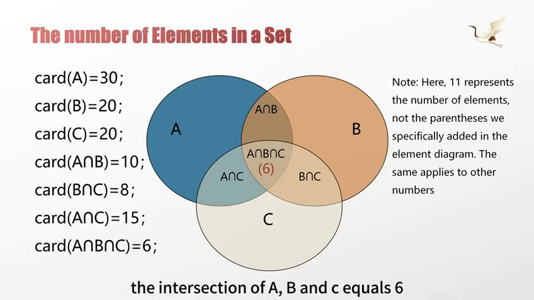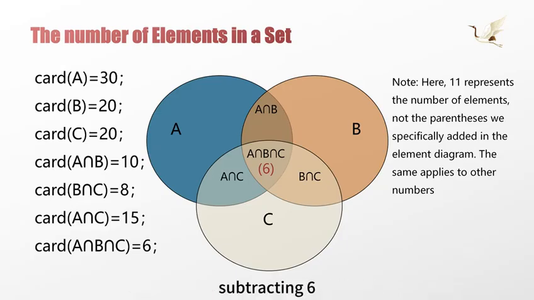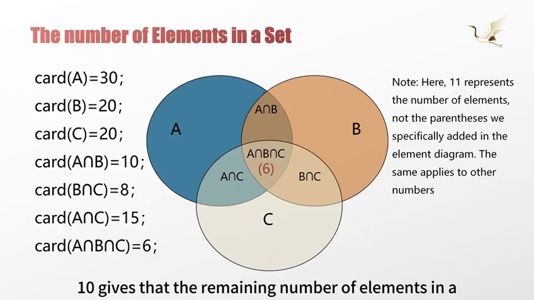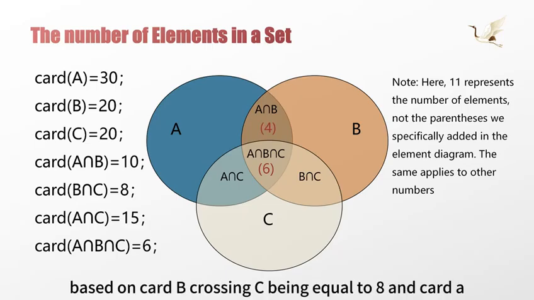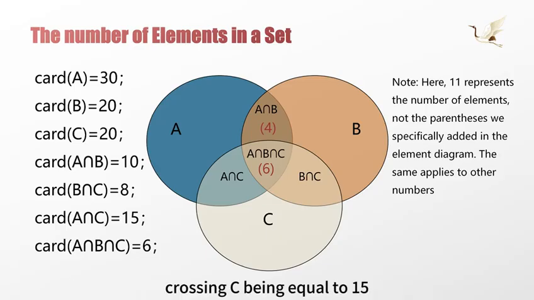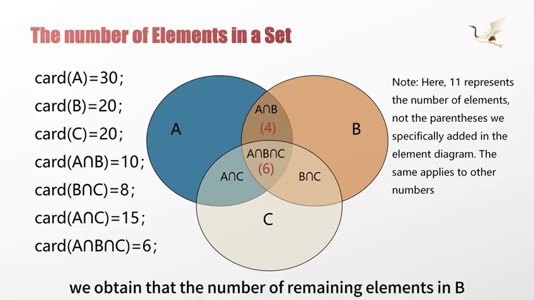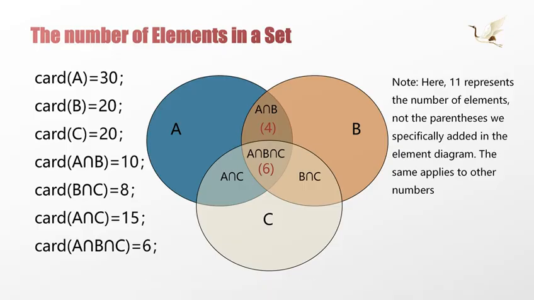The intersection of A, B, and C equals 6. We first fill in the number 6 at the intersection of A, B, and C. Card A intersect B is equal to 10. Subtracting 6 from 10 gives that the remaining number of elements in A intersect B is 4. Similarly, based on card B intersect C being equal to 8 and card A intersect C being equal to 15, we obtain that the number of remaining elements in B intersect C is 2, and the number of remaining elements in A intersect C is 9.